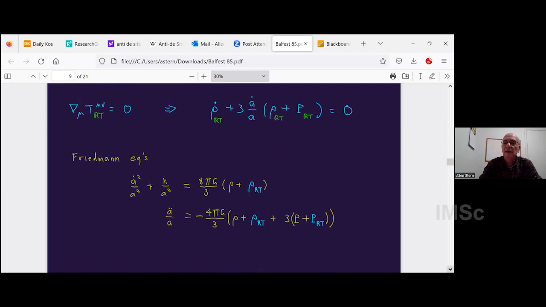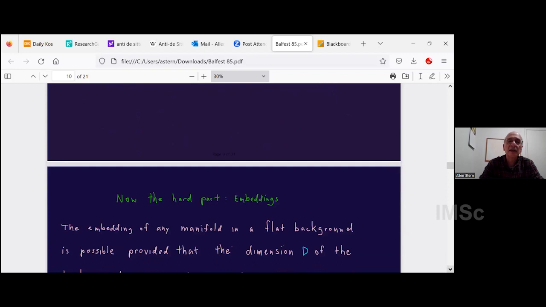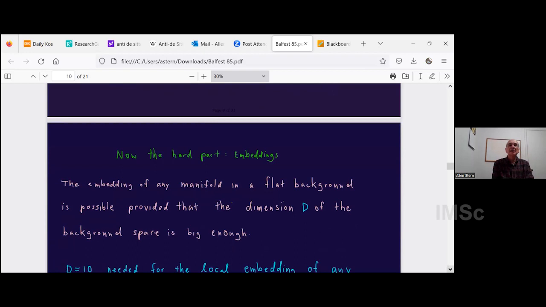So now comes the hard part, which concerns the embeddings. The embedding of any manifold in a flat background should be possible, provided that the dimension of the background space is big enough. Also, one needs conditions like the background metric can't have more positive or negative eigenvalues, or fewer positive or negative eigenvalues, than there are in the embedded metric.